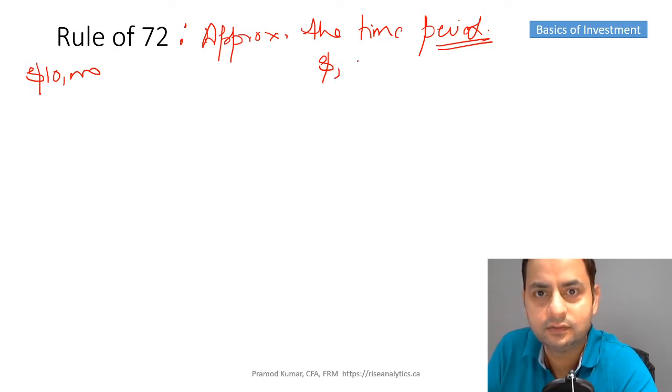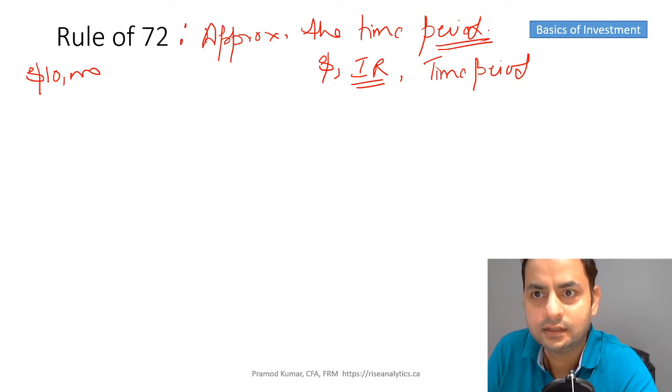Second, we need the interest rate, at which you are going to invest. It doesn't matter whether you invest in stocks, bonds, any other asset class, real estate, mutual funds or ETFs, because something is growing at a certain percentage. So that's the interest rate. And the third component is the time period.